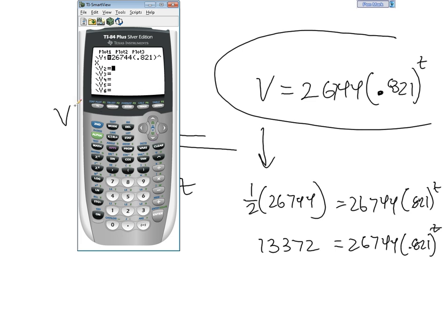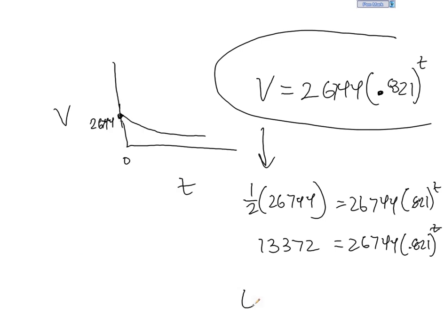Now I want to know, when is that value, when is the y equal to 13,372? And if I graph that, well, this is an intersection point problem. So I can actually go to second trace, calculate the intersection, number 5, enter, and I'm going to come over and make my guess right about there. And it guesses that t is about 3.5.